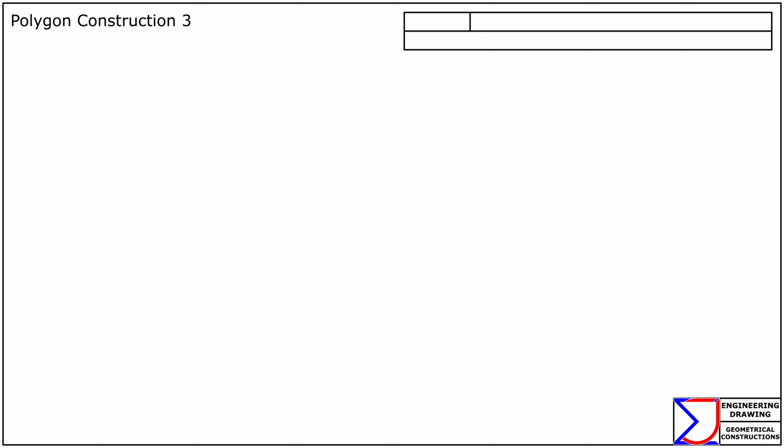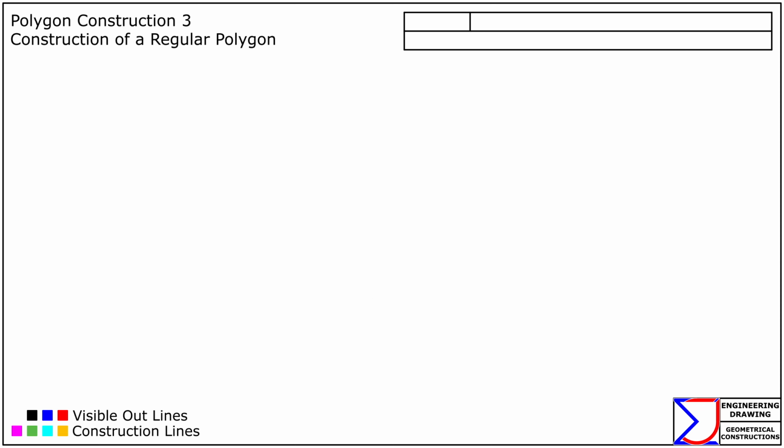Polygon construction 3. Lastly, let's construct a regular polygon of a given side length.